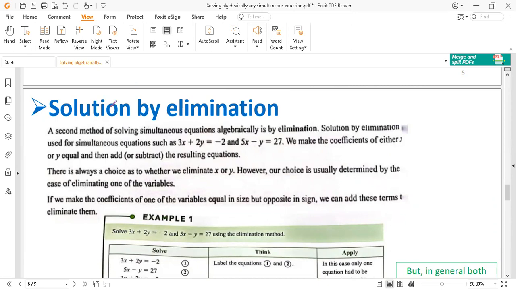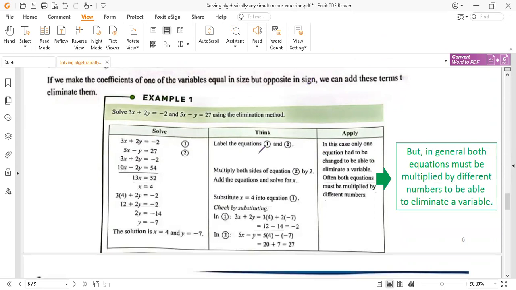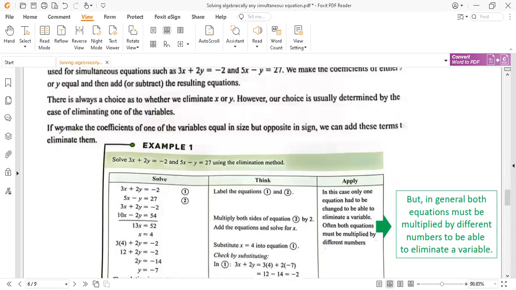We have two ways of solving simultaneous equations algebraically: by substitution and by elimination. By elimination, if we make the coefficient of one of the variables equal in size but opposite in sign, we can add the equations. So we combine like terms.